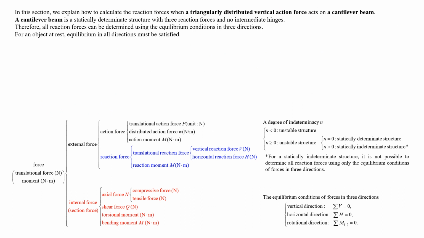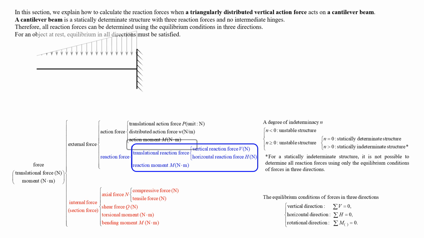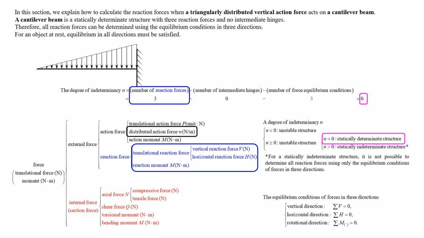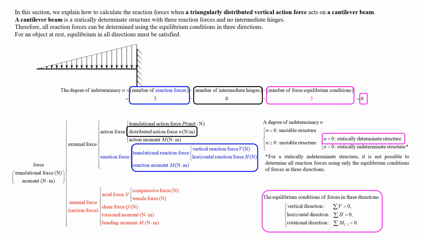In this section, we explain how to calculate the reaction forces when a triangularly distributed vertical action force acts on a cantilever beam. A cantilever beam is a statically determinate structure with 3 reaction forces and no intermediate hinges. Therefore, all reaction forces can be determined using the equilibrium conditions in 3 directions. For an object at rest, equilibrium in all directions must be satisfied.